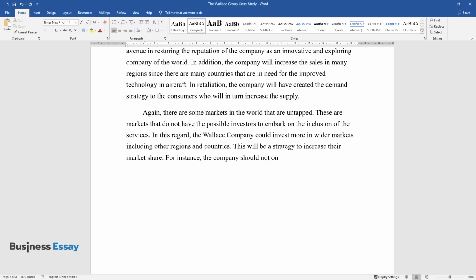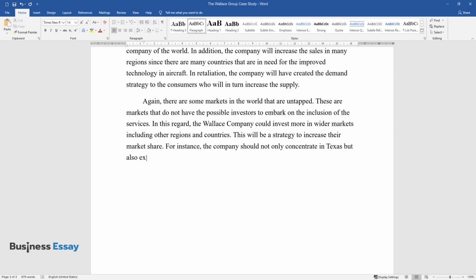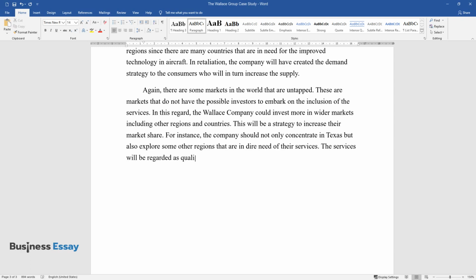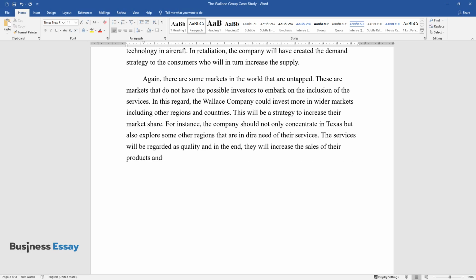For instance, the company should not only concentrate in Texas but also explore some other regions that are in dire need of their services. The services will be regarded as quality and in the end, they will increase the sales of their products and services.